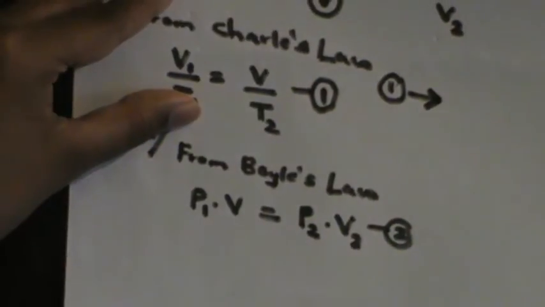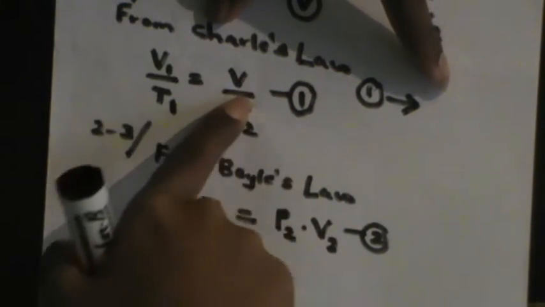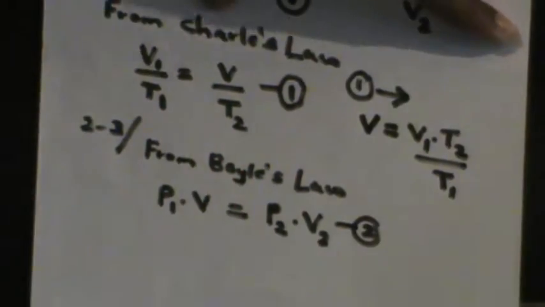So from equation 1 I can cross multiply here, so that V1 times T2 divided by T1 is equal to V, right? Cross multiply here and divide it by T1, right? So I can isolate V, so V is equal to V1 times T2 divided by T1. I'll take this to be equation 3, right? Equation 3. So from 3 I can substitute the value of V to 2, right?